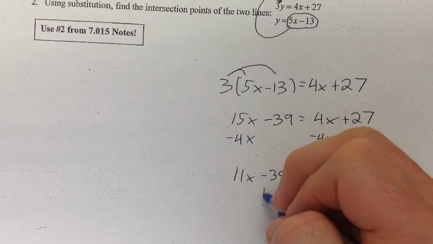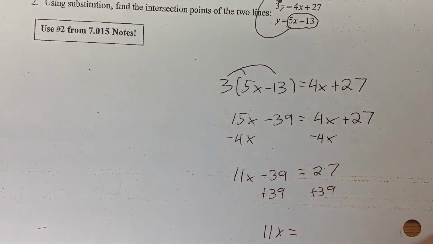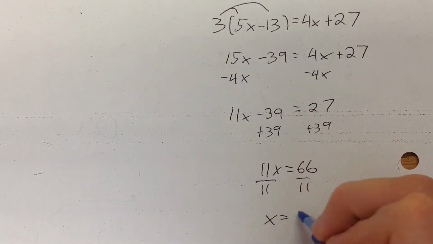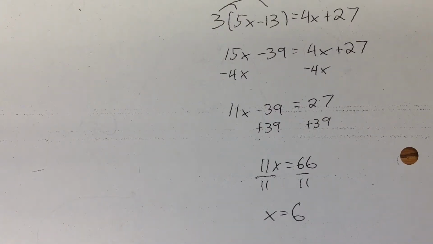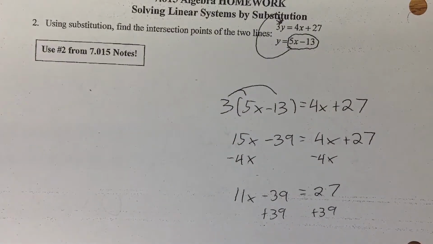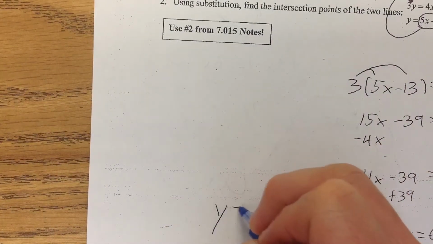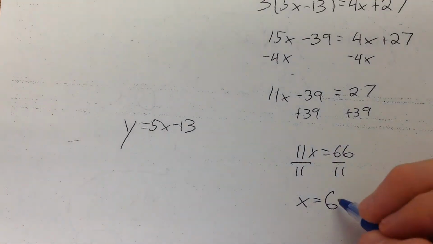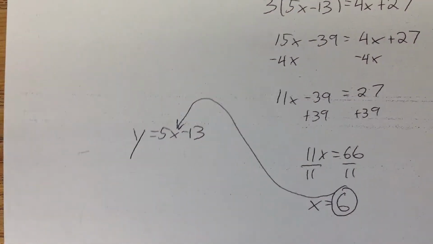Okay, I'm going to add 39 to both sides. 11x equals 66. So if I divide by 11, I'm going to get x equals 6. Now again, I'm not done yet. I still need to solve for y. So you can pick either equation. In this case, I would say the y equals 5x minus 13 is probably a little easier. A little less work to do, but again, you can pick either. It doesn't actually matter.